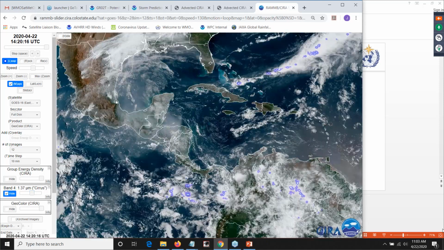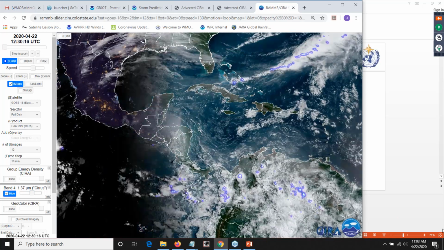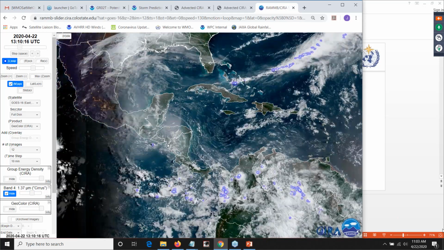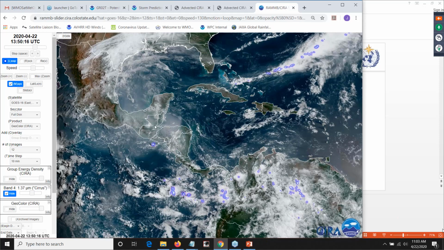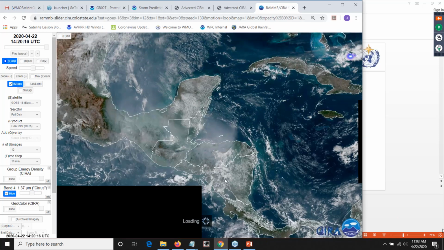This interesting feature, we're going to talk about this later during the session, but can anyone just give me a first approach answer of what this is?